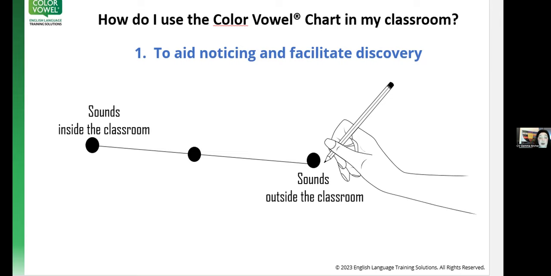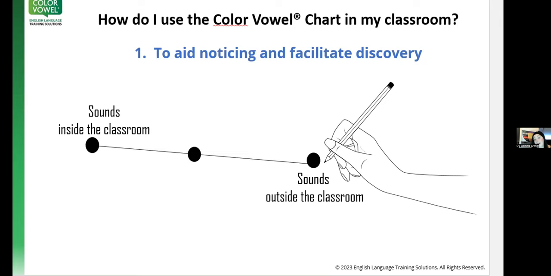So I can personalize points in the chart based on students' goals and the accent that they're working towards. It's unusual to have students with something that specific, but it shows the flexibility of how you can use the chart to meet your students' needs.